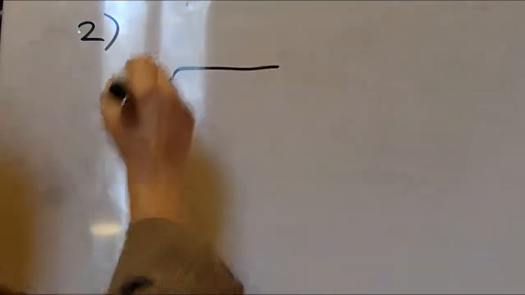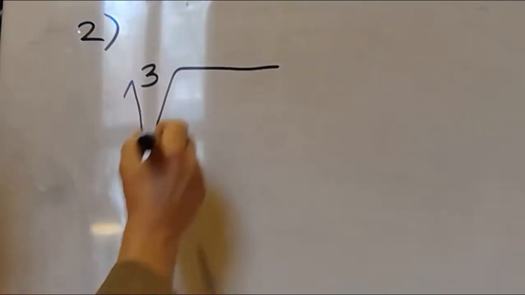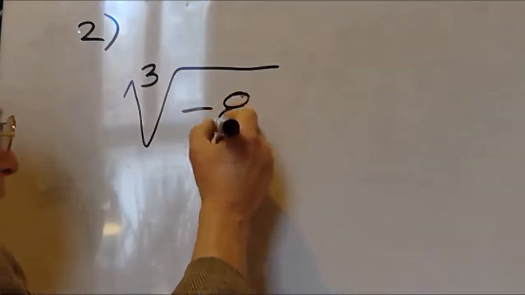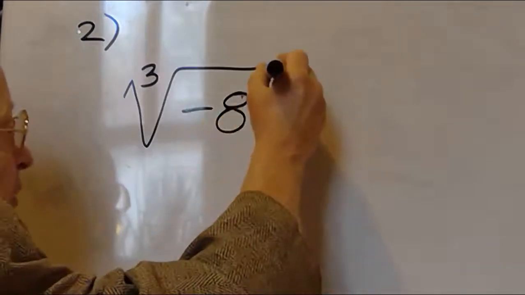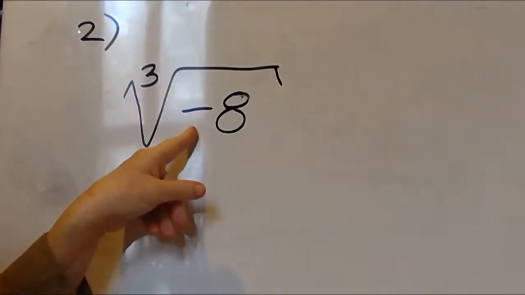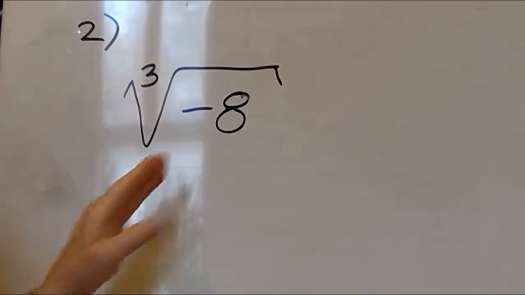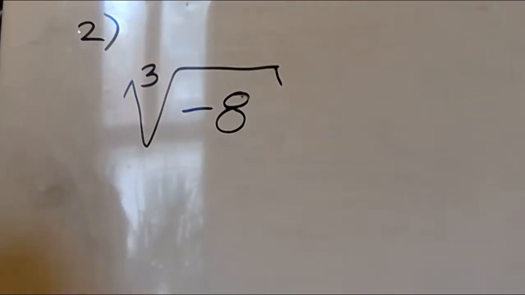So our index is 3. We're actually showing an index. And then we have a negative number underneath here, negative 8. And you'll say, but Professor, didn't you say we can't have a negative radicand? Well, in this case, that really is only for square roots. When we have an odd root, yes, we can have a negative sign.